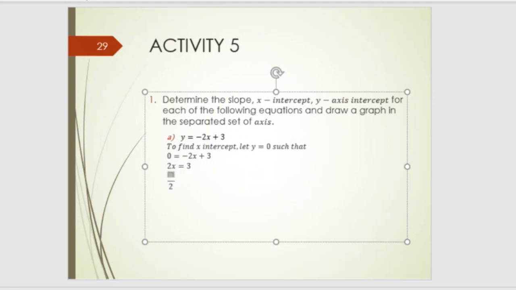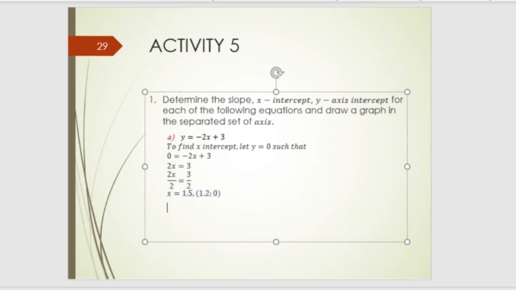Here we've got 2x equals to 3, over 2, which x is equal to 3 over 2. It's 1.5. Okay. So this is going to be this value. So it means this graph is going to cut the x-axis at 1.5 and 0.